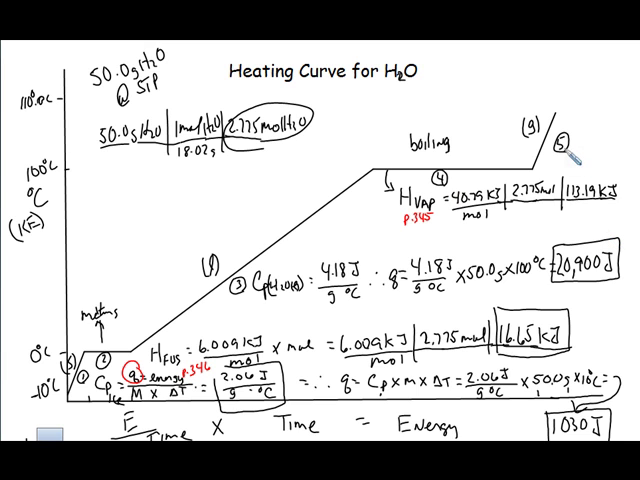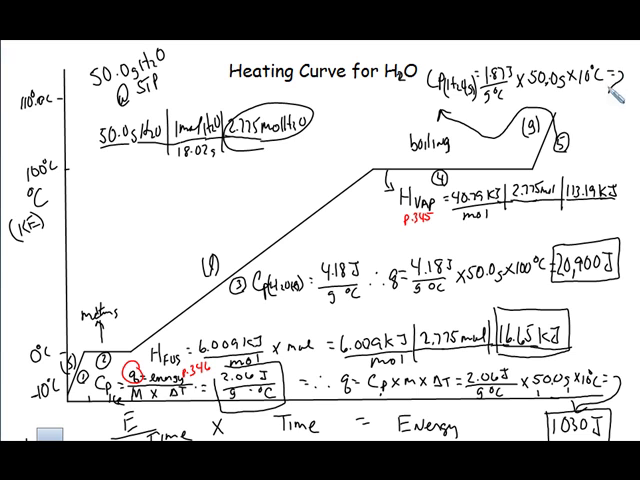Step 4 we've done. Step 5, let's move over here and do step 5 so we have enough room, okay? Step 5 is going to be the specific heat of water as a gas, and that is 1.87 joules per gram degree Celsius. We multiply that by the 50 grams by, what's the temperature change here for the gas? We're going from 100 to 110, which is 10 degrees Celsius, okay?